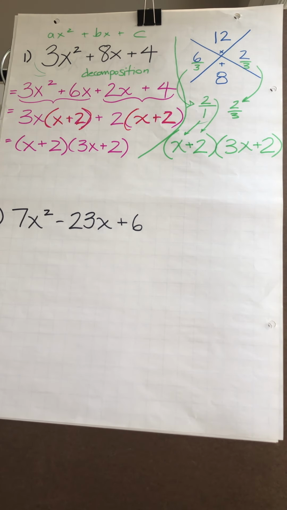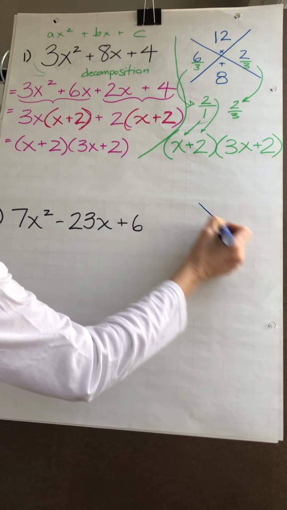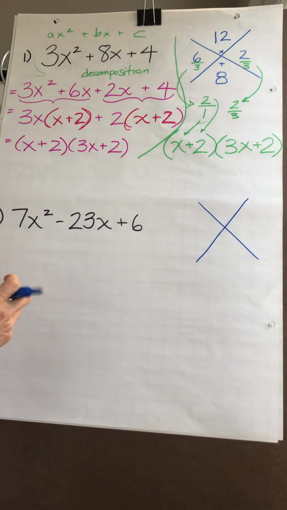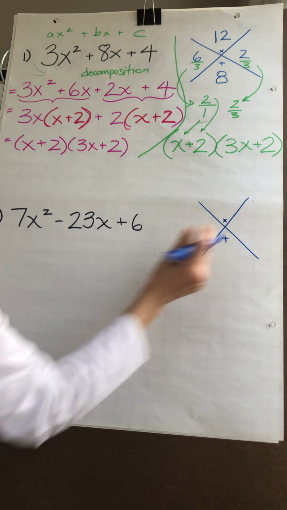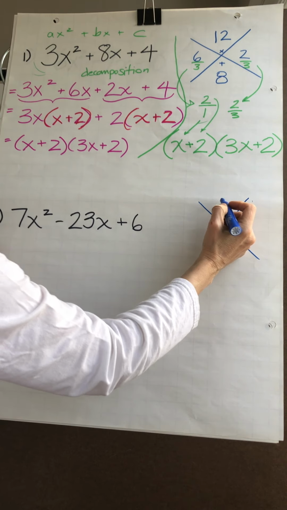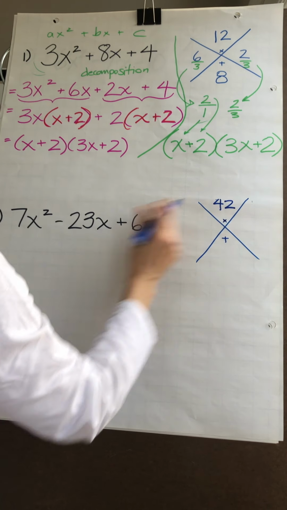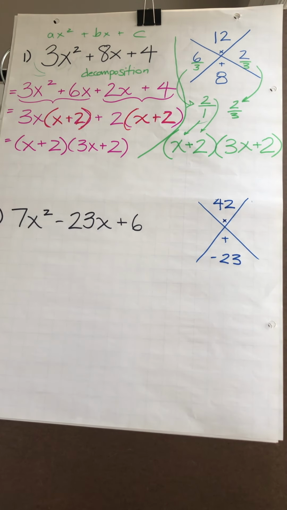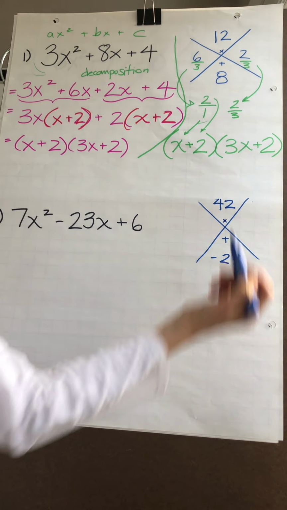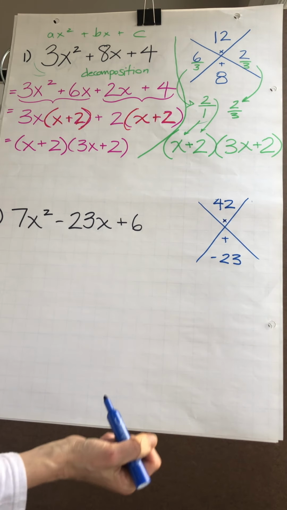Second example we've got is 7x squared minus 23x plus 6. So if I did my little multiplication, it's going to multiply to and it's going to add to. Well, 7 times 6 is 42. Negative 23 is what it has to add to. And you have to come up with two numbers that multiply to 42 and add to negative 23.